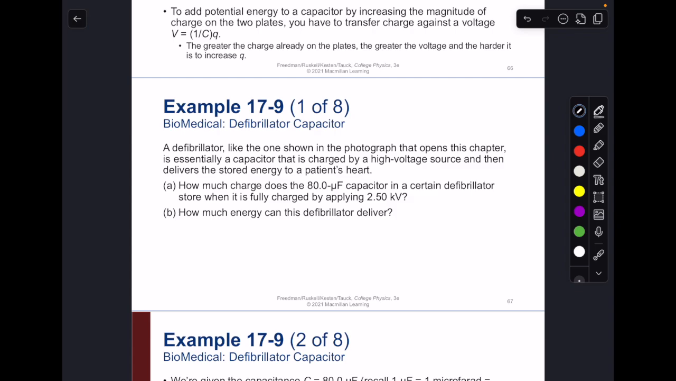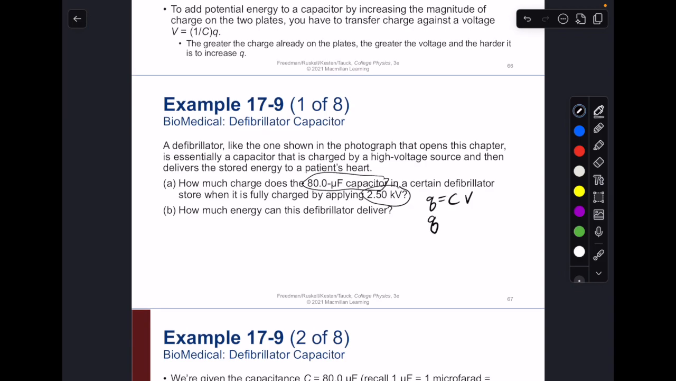does the defibrillator have if the capacitor that charges the defibrillator is 80 microfarads and the potential that's applied is 2.5 kilovolts? Well, the fundamental equation for a capacitor is Q equals CV, where the amount of charge on the plates is equal to the capacitance times the amount of potential on the plates. So we can plug in our values here. C is 80 times 10 to the minus 6 farads. And V is 2.5 kilovolts, which is 2.5 times 10 to the 3 volts. Multiply those together.